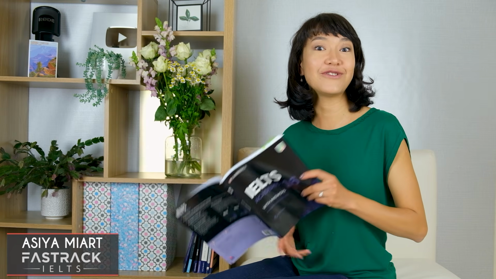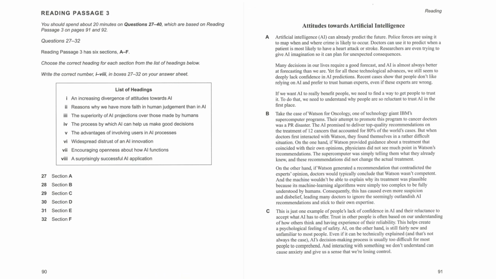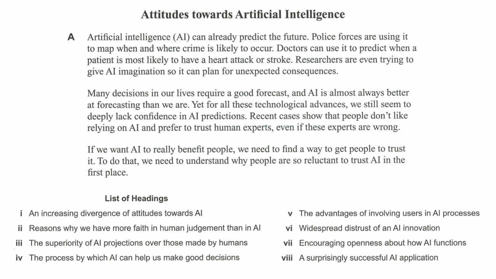Now, I'd like to challenge you with some of the hardest questions in IELTS reading. Ready? Here is our next task. The title of our passage is Attitudes Towards Artificial Intelligence. Could you find a hotter topic for our lesson? Here is the first question. Read the headers, read the section, find your answer. Pause the video now. Ready?